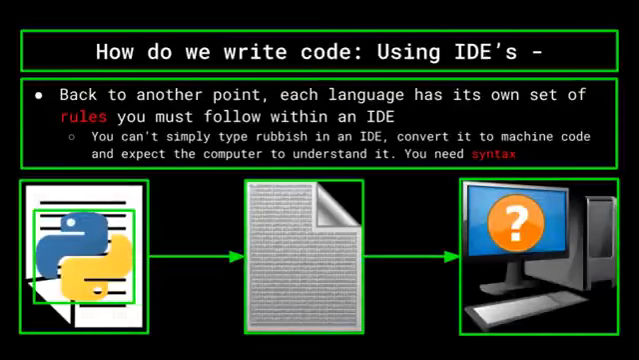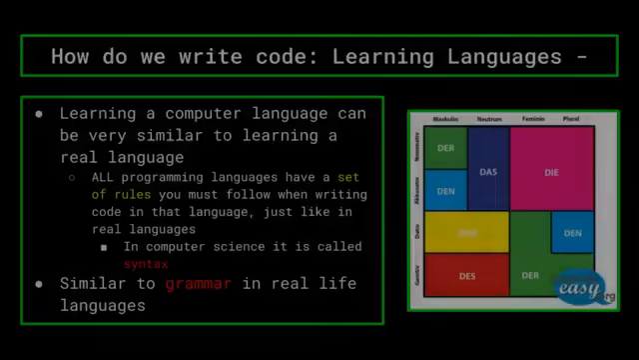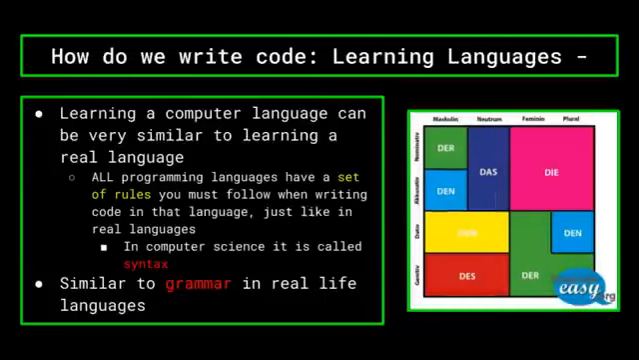This is where a programming language's syntax comes into play. Now, just as if you were learning a real language, learning a computer language can be very similar. Some have different styles that may seem odd, some may make you use weird or abstract concepts which may be confusing, and like all languages, programming languages have a set of rules that you must follow when writing code in that language, and at the forefront of those rules is grammar.